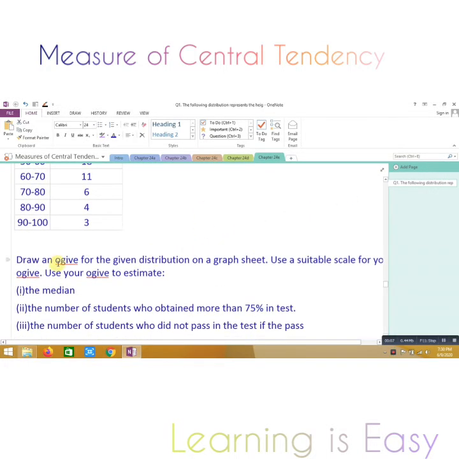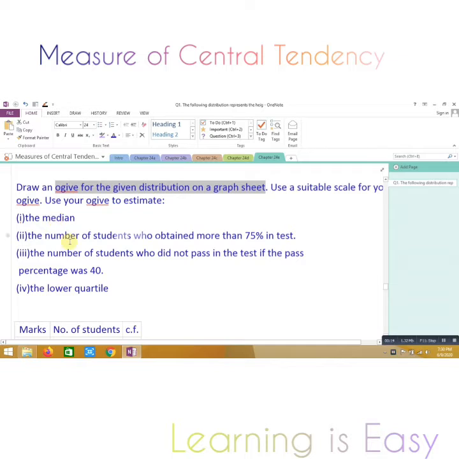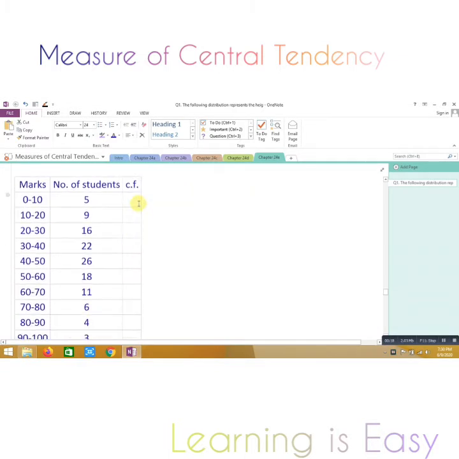Next, question 7. We need to again do the graph and find number of students who obtained more than 75% in the test, and who did not pass, that's less than 40%, and the lower quartile. So first let's start with the cumulative frequency. To draw a graph, we need this value. So 5 plus 9 makes 14. 14 plus 16 makes 30.